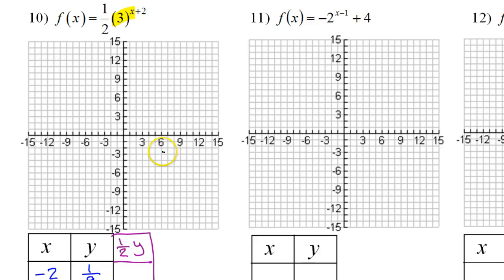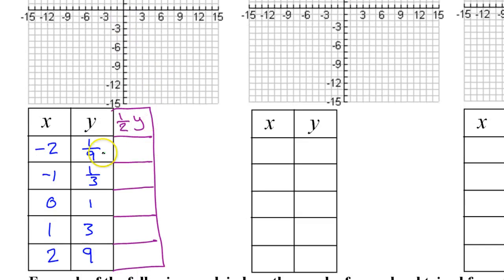So we'll do 1/2 times the y column. So we're doing 1/2 times 1/9, 1/2 times 1/3, 1/2 times 1, 1/2 times 3, and 1/2 times 9. When you multiply fractions, you multiply straight across. So this will be 1 over 18. And this will be 1 over 6. 1 times anything, of course, is itself. 1 times 1/2 is 1/2. 3 times 1/2 is 3 over 2, which is 1.5, by the way.